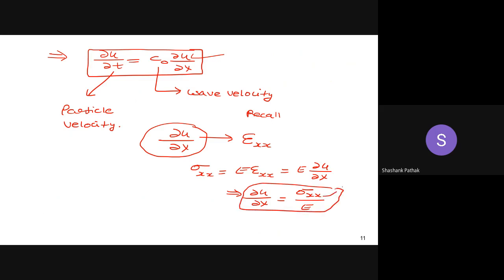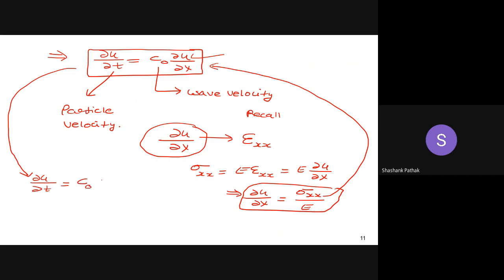Now with the help of this, if we substitute in this one, we reach here: del u by del t equal to c0 sigma xx upon E. In a more compact way, we can write this as u dot, that is particle velocity, equal to c0 upon E sigma xx.